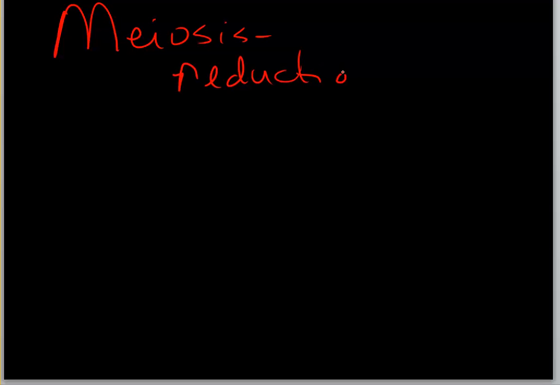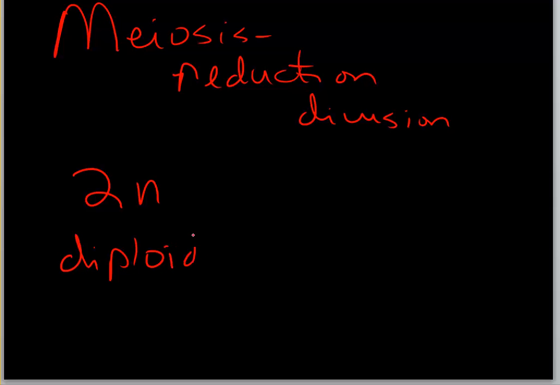Meiosis. Instead of cell division or nuclear division, we can call this reduction division. And why can we call it reduction division? Because we are going from 2n diploid to n haploid.